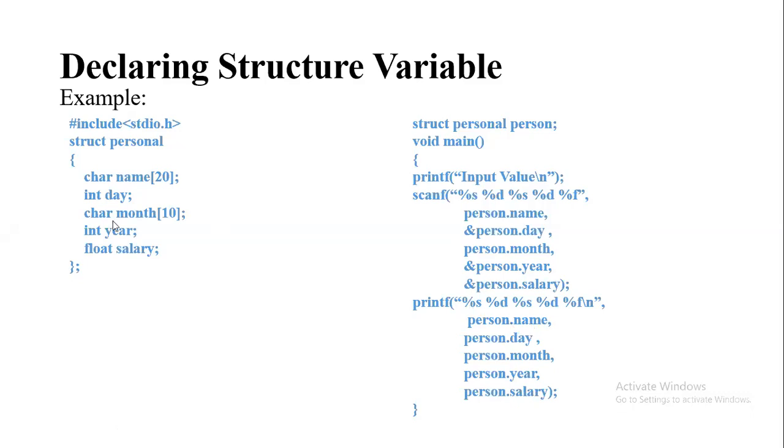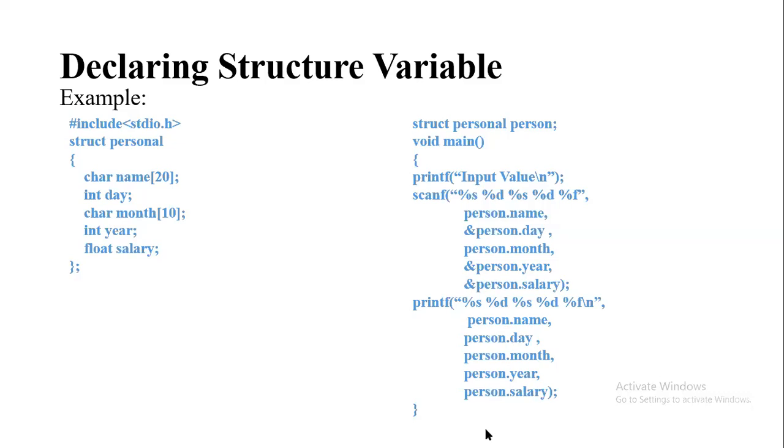We want to print the date on which he was born. Say he was born on the 5th. That is an integer, so we give percentage d and person dot day. This dot means this is a structure variable, dot, and day is a member of the structure. So, structure variable dot member of the structure. Day, and person dot month means the month in which this person was born.